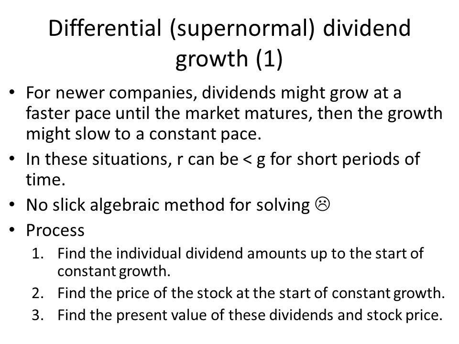But here's the process. The first thing we're going to do is find the individual dividend amounts up to the start of constant growth. Then we're going to find the price of the stock at the start of that constant growth, using the constant dividend growth model to find that price. Therefore, what we've got is the present value of all the future cash flows. We bring all those dividends and the final stock price back to time zero, add them together, and that will give us the value of the stock.